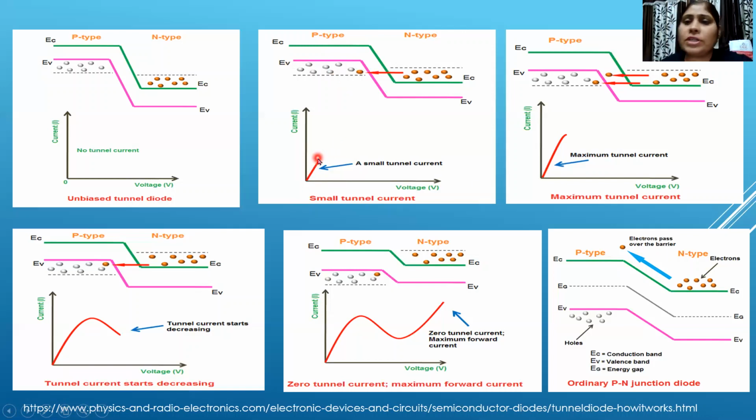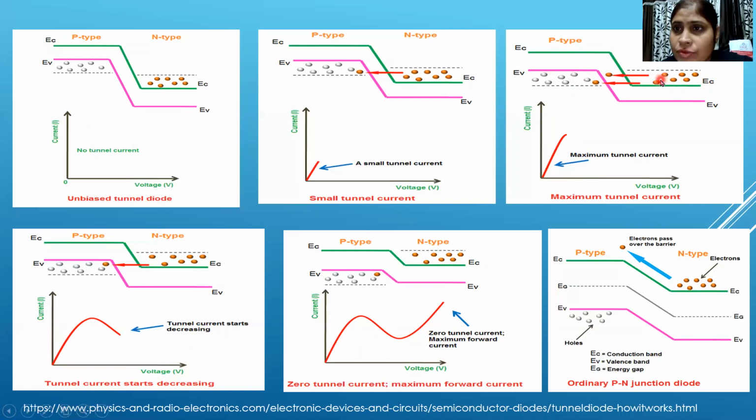Now again, if the voltage is increased somewhat more, the energy level of the conduction band is again increased, so it moves towards the upward side. So the energy level of the conduction band and valence band at the p-type layer and the energy level of the conduction band at the n-type layer are overlapping, both at the same level.